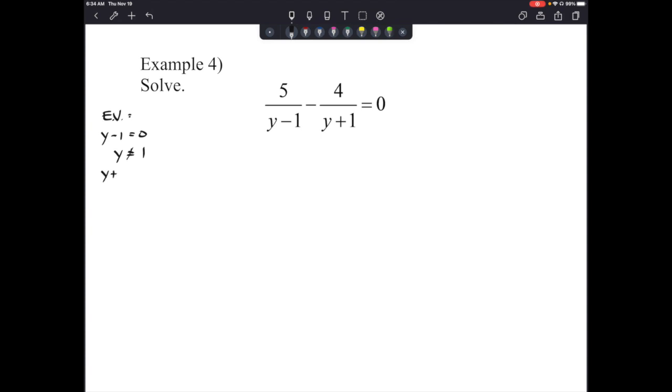And then our y plus 1 equals 0. We solve that. We get y cannot equal negative 1. So y cannot equal 1 or negative 1 when we're finished solving this.